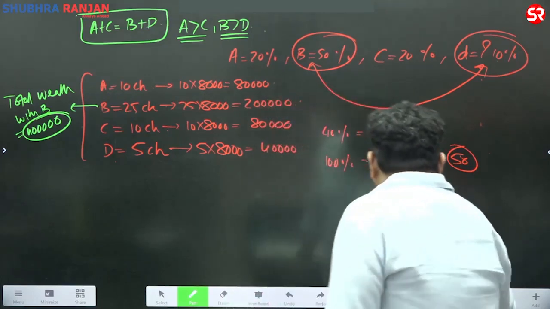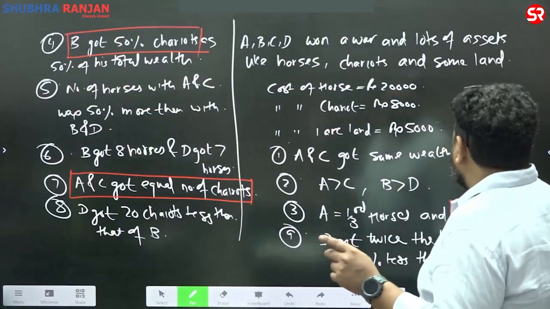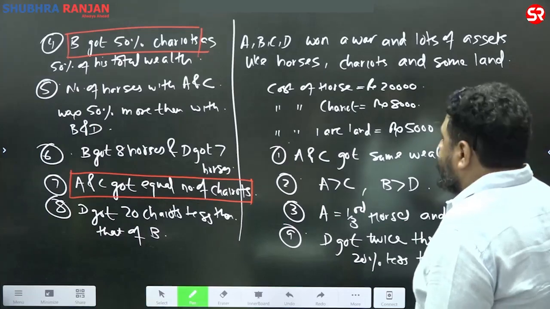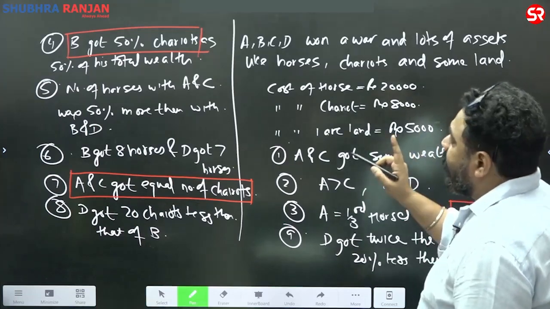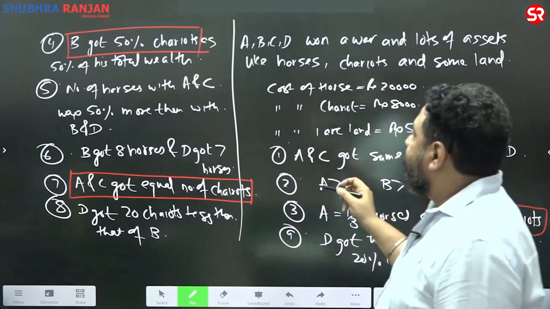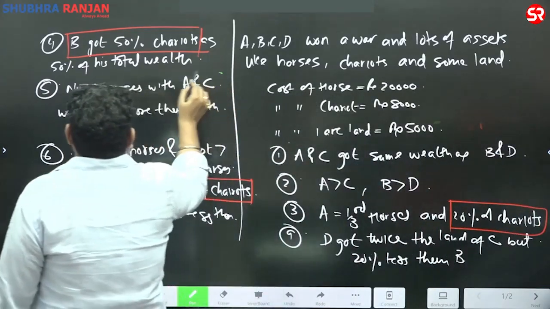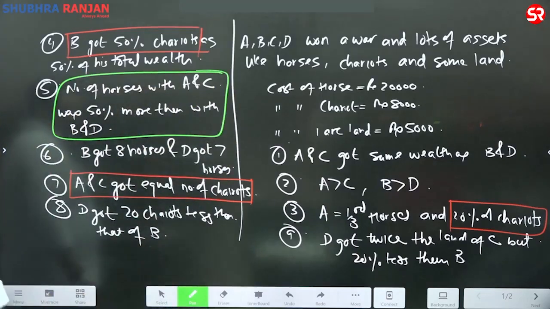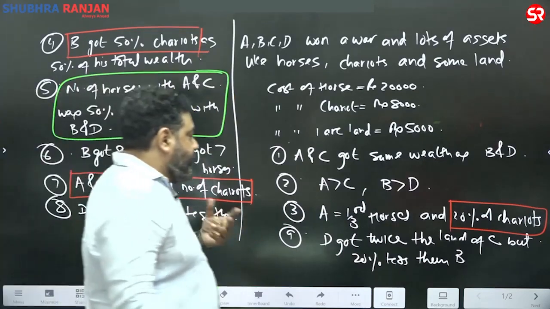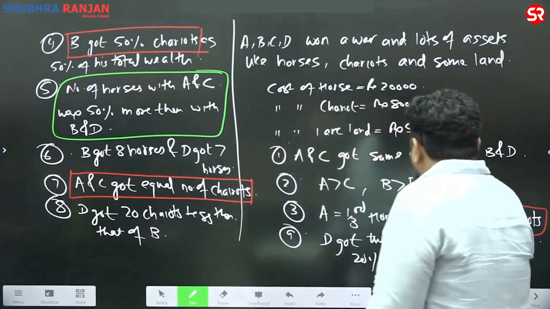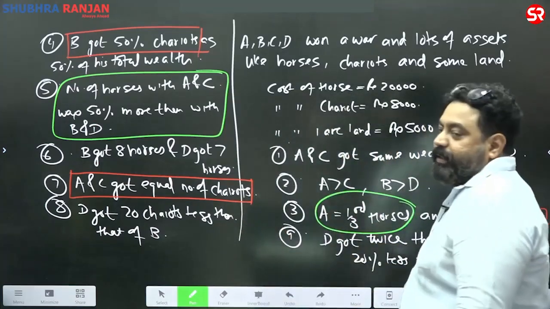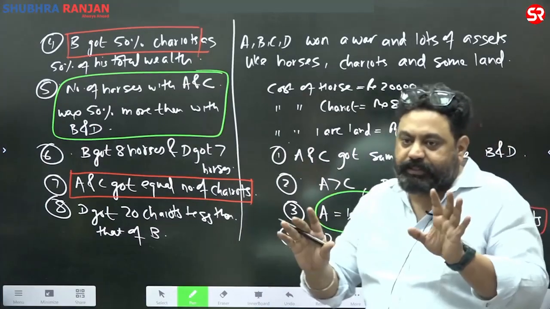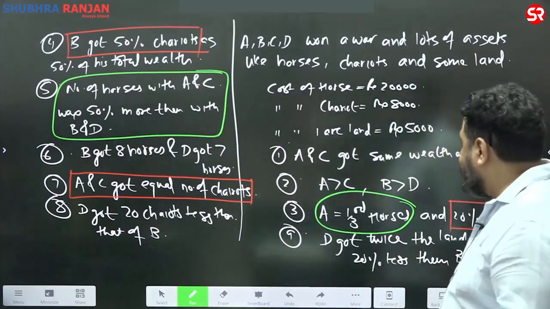So I'm going to the horses. Let's talk about this. A got 1/3 of the horses. Wait. The number of horses with A and C is 50% more than that of B and D. One minute, right? This is the horse information: A got 1/3, B got 8 horses, D got 7 horses. Let's crack it.